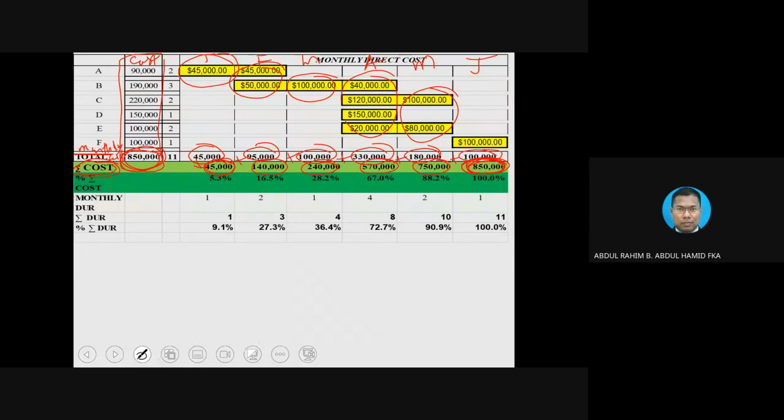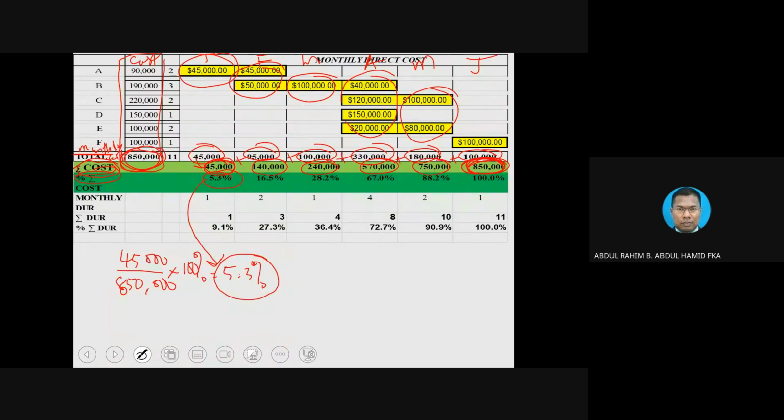That is the issue. Okay, so once we get this, you notice another row, percentage of cumulative costs. We can convert that into percentage. How do we convert into percentage? This is how you do that. 45,000 divided by the total amount, 850,000, times 100%, you are going to get 5.3%.